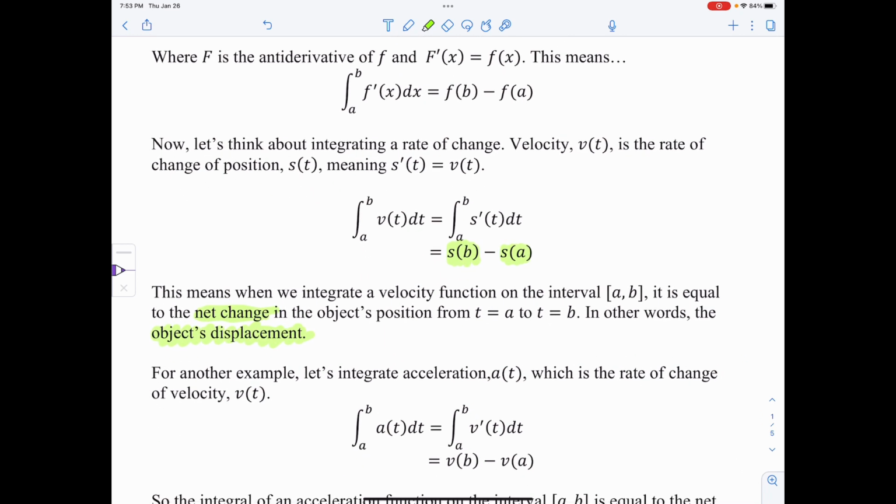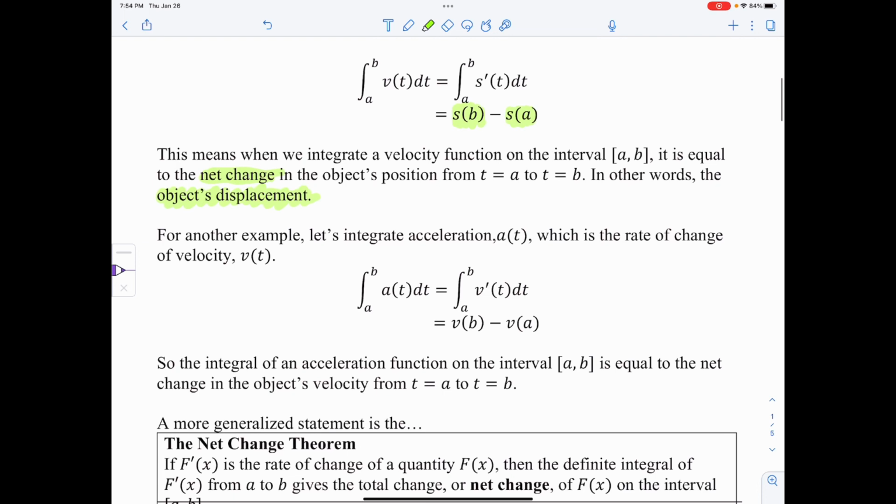That's different than if we were talking about total distance traveled. Total distance traveled would be adding up the magnitude of each distance, like taking how far the particle travels to the left plus how far the particle travels to the right plus how far the particle travels to the left again, and adding up all of those positive distances.